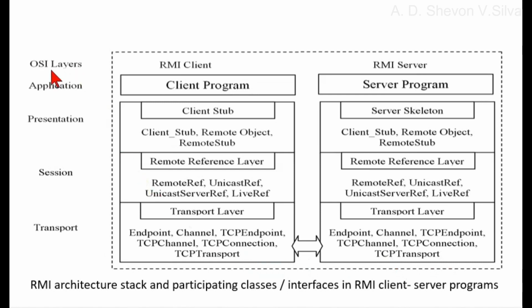Here you can see the OSI layers. Client program and server program are in the application layer. Client stub and server skeleton are in the presentation layer. The remote reference layer is in the session layer, and the transport layer is in the transport layer. Here the transport layer of the RMI client interacts with the transport layer of the RMI server.